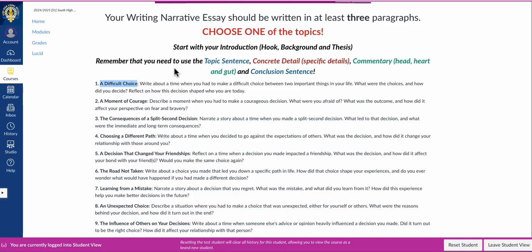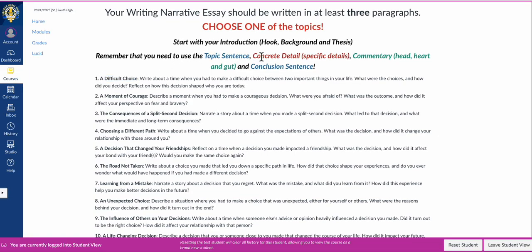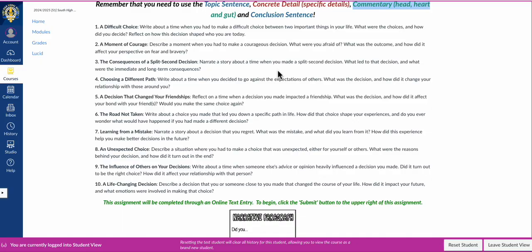Every paragraph needs at least a topic sentence and a concrete detail. Remember, your concrete details are the specific details that you can see, taste, touch, hear, smell, the things that you know of with your senses. A commentary statement. So remember, your commentary is that explanation. What did you feel? How did you feel? As well as a conclusion sentence. So you're welcome to choose any of those 10.